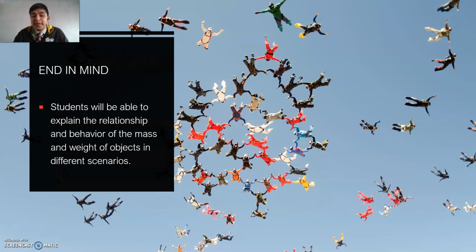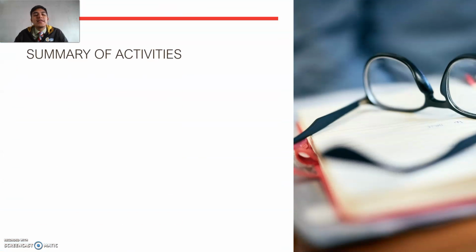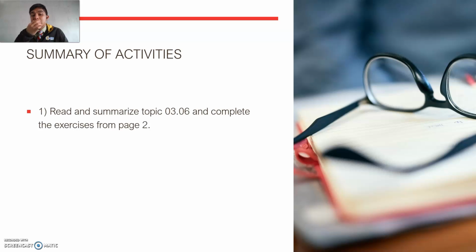Students will be able to explain the relationship and behavior of the mass and weight of objects in different scenarios. And for today, you have a list of activities right here. Number 1, read and summarize topic 3.06 and complete the exercises from page number 2.